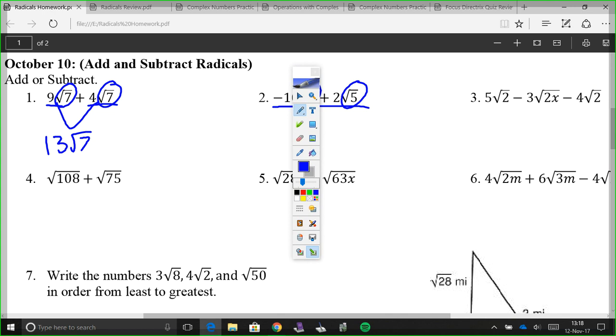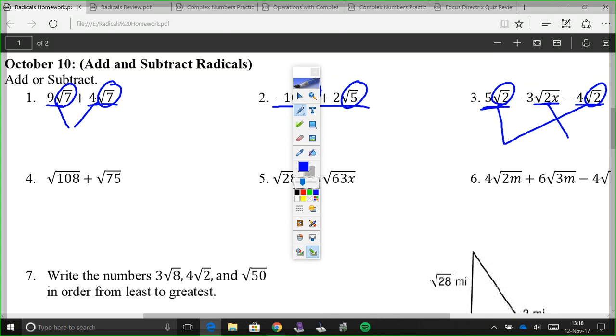Number 3, notice the square root of 2 here and the square root of 2 here. These two terms are like terms, and you can combine them. The square root of 2x is not a like term, but you can bring it down and just not change it. Okay? So again, I'll let you do that. Now number 4, these are definitely not like radicals. Square root of 108 and square root of 75. Completely different numbers inside their square roots. So what do you do? Well, you simplify them, just like you saw in previous problems.